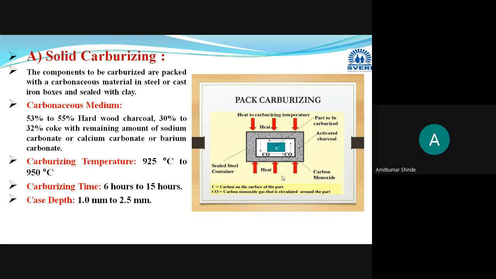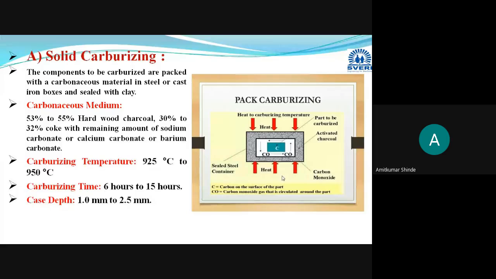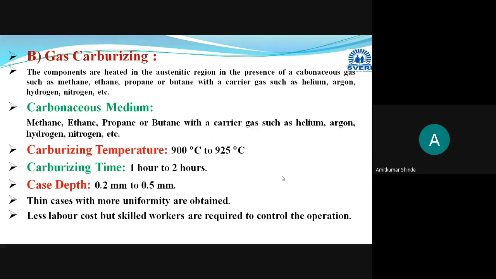So this is the solid carburizing. After this solid carburizing, you have to write these points. You have to draw the diagram and draw the reactions. And the second type is the gas carburizing. The procedure will be the same, we are just going to change the medium, temperature, and time. Here in gas carburizing, as the name itself indicates, the medium used for carburizing is a gaseous medium.